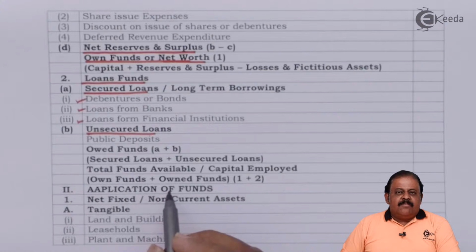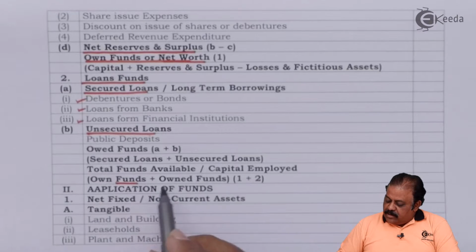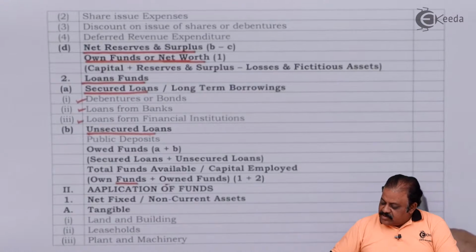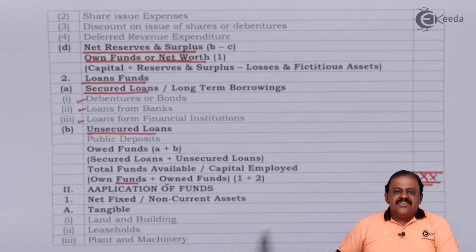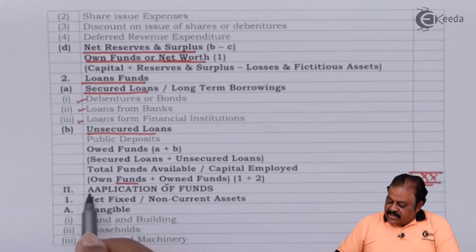Then the first part of the balance sheet is shareholders' fund plus borrowed fund, own fund plus borrowed fund. This will be the first part of the balance sheet. The second part of the balance sheet is application of funds.